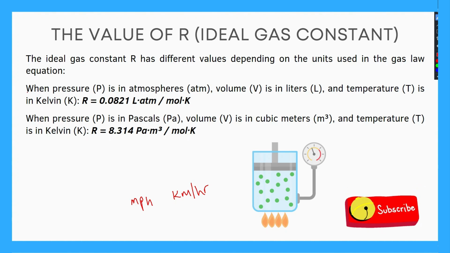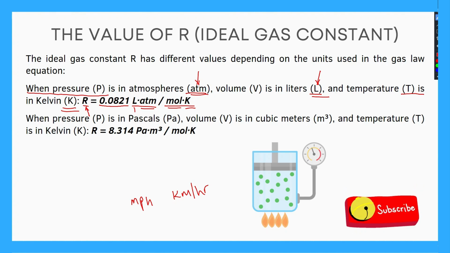For instance, look at this. When pressure P is measured in atmospheres, volume V is measured in liters, and temperature T is measured in Kelvin, R has the value of 0.0821 liter atmosphere per mole Kelvin. I hope you can see how that works. Now you can see when pressure is in atmospheres, volume is in liters, temperature is in Kelvin, the unit that we use to measure the ideal gas constant contains liters, atmospheres, moles, and Kelvin, which corresponds to all these units that were mentioned.